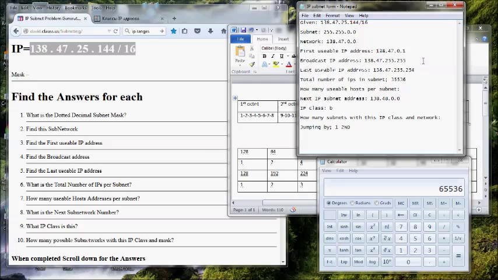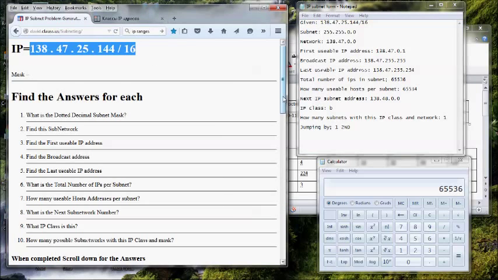65536, let's try that. And 2 less than that is the actual usable number, 65534, because 1 is the network and 1 is the broadcast, and those are not usable. So that's the usable number of IPs. And how many subnets? It's a single subnet that's available in this network because we didn't borrow any bits. So let's scroll down and see what we've got.